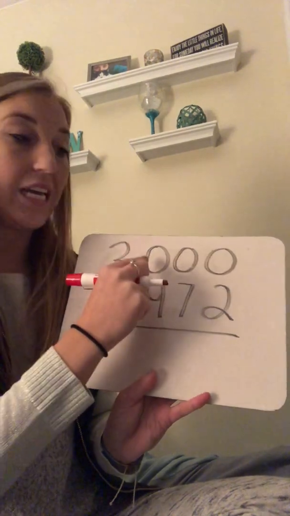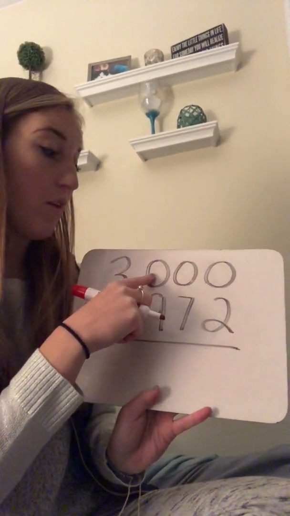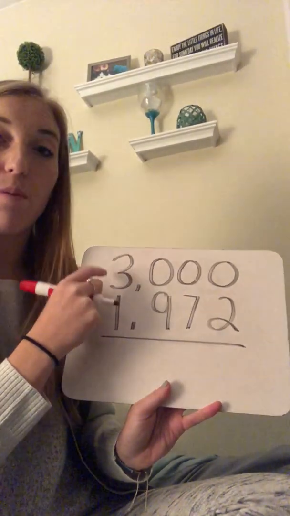If I look to my neighbor, they have 0. I cannot borrow from my friend that has 0. So I'm going to look in the hundred spot. Again, another 0, so I cannot borrow from them. In the thousand spot, there is a 3. I can borrow from this number.